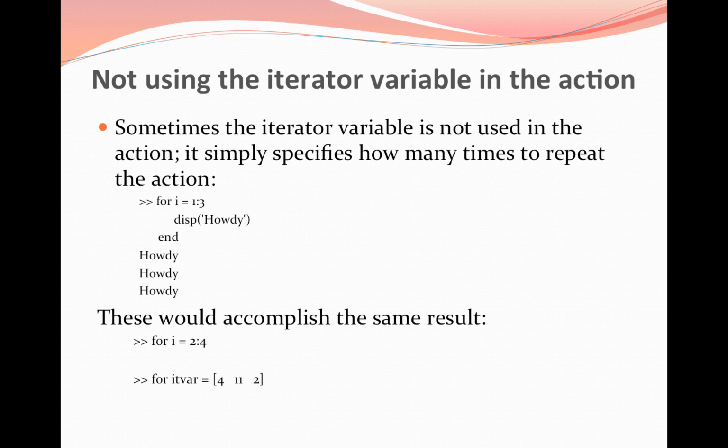So I could also say for i gets the value of 2:4. That means when i has the value 2, we would print howdy. When i has a value 3, we would print howdy. And when i has a value 4, we would print howdy. Or another example, I could say for itVar. Again, it doesn't have to be called i, it's just the name of a variable. Gets the value of a vector 4, 11, 2. Again, with 3 elements, that would specify that we're going to repeat the action of printing howdy 3 times. It makes a lot more sense, however, to use the colon operator and to say for i gets the value of 1:3.